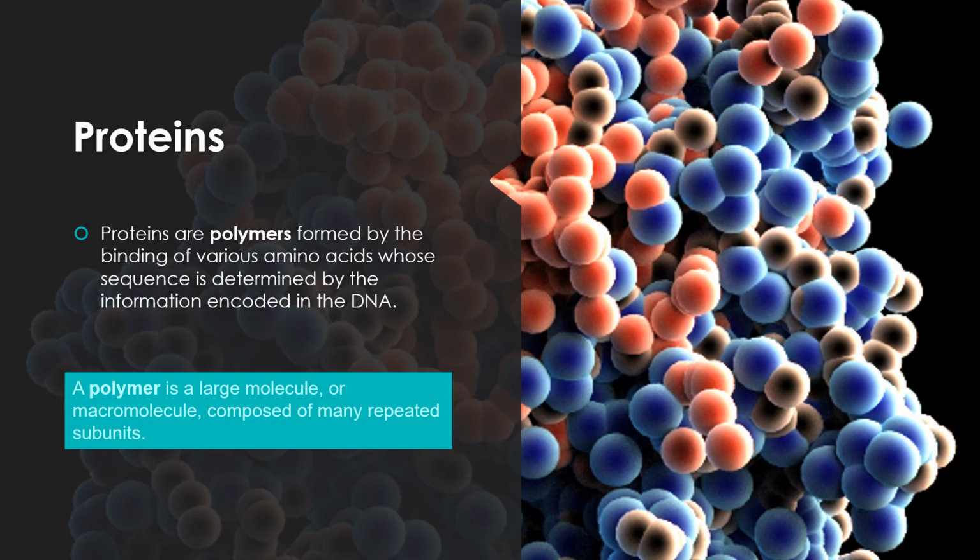This polymer is formed by the binding of various amino acids whose sequence is determined by the information encoded in the DNA. So the sequence that is in the DNA is going to be the same in the proteins. This is important, because if we change this sequence, we could have different proteins. This is why we say that all the information for life is in the DNA, because the DNA has the genes, very short sequences that form different proteins. The different proteins perform different functions in our bodies.